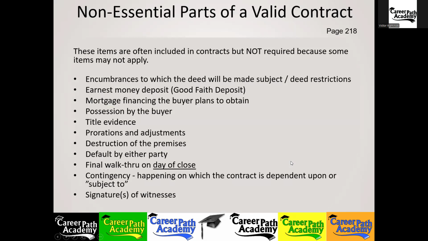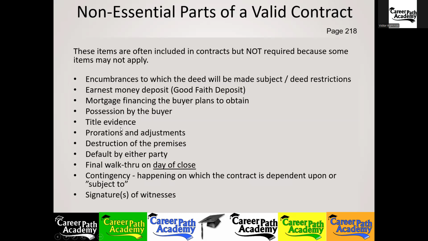These are not essential elements of the valid contract because not all contracts may have all of these components. But if they do, they should be added into them. Encumbrances to which a deed may be subject to, any deed restrictions, if there are any. Earnest money deposit. If they're making a deposit, they're not required to, but if they do, how much is it? When do they give it to us, etc. Where it's being held. Mortgage financing, the buyer plans to obtain. The possession by if they're getting a mortgage, some people are buying cash, it depends. Possession by the buyer, when can they get that possession of that property?